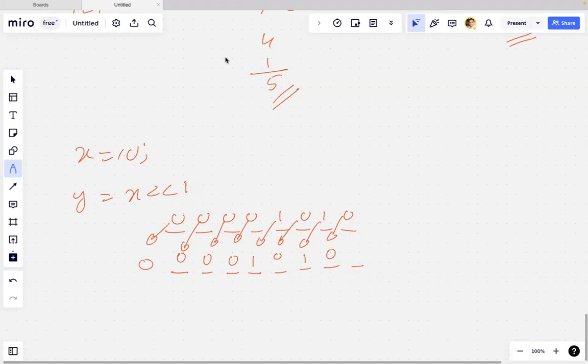Most probably a 0, sir. Yeah, exactly, it is 0. Whether it is positive or negative or whatever, if it is a left shift operator, the least significant bits are always filled by 0.